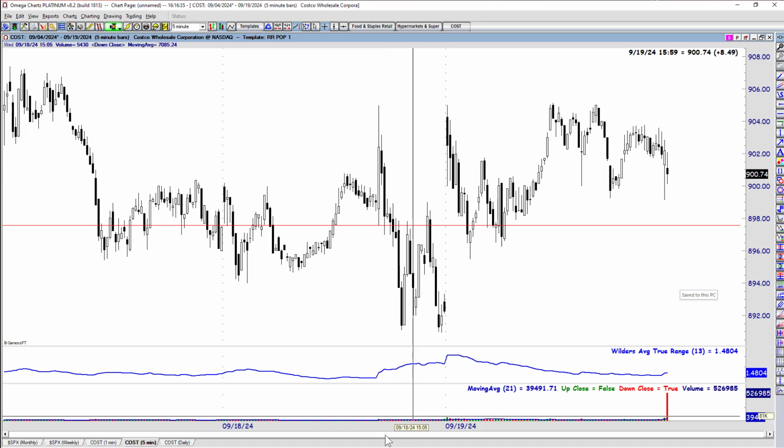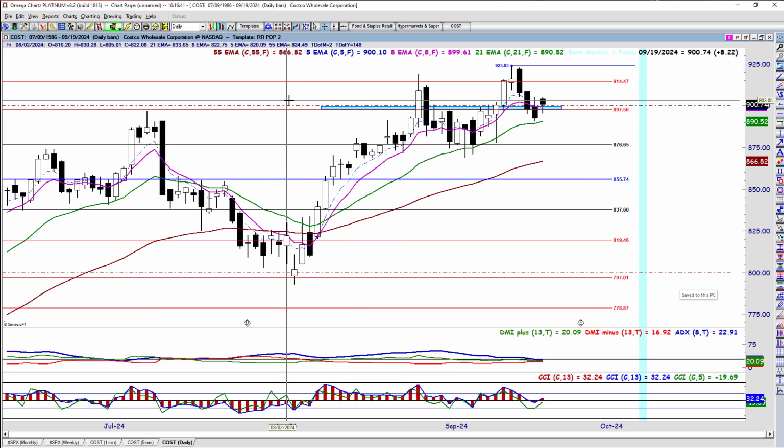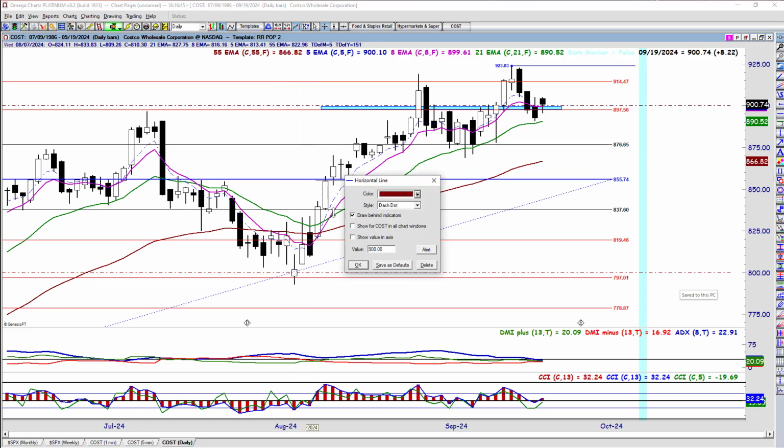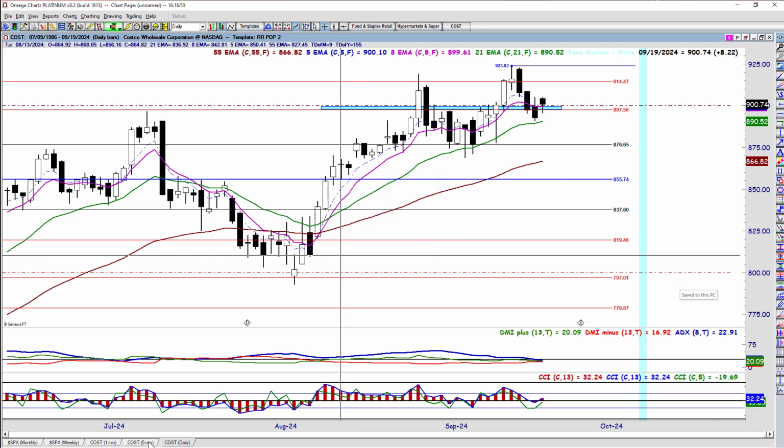The 100-point level doesn't transfer to other charts. Let me see if I can do that here. I don't know if it lets me do it on this line. Yeah, show for all charts. Okay. So we go to a 5-minute chart.